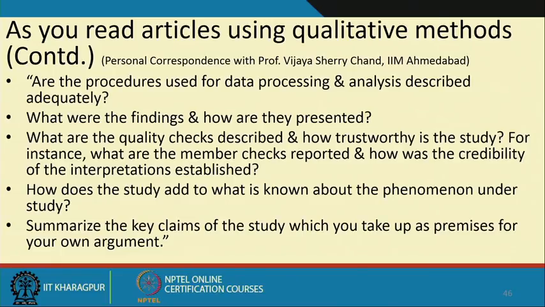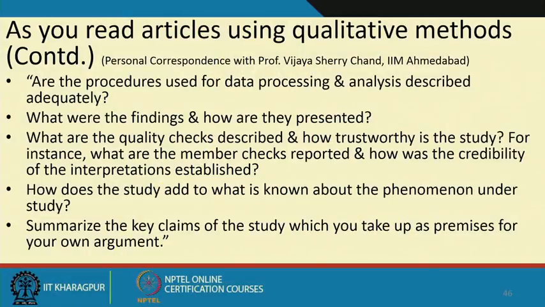So, again, in qualitative research, there are a number of checks that are prescribed, a number of checks that your study goes through. So, you need to justify the use of those checks, and when you are reading qualitative papers, you need to find out how trustworthy the study is based on the quality checks that have been placed there. For instance, what are the member checks reported and how is the credibility of the interpretations established?